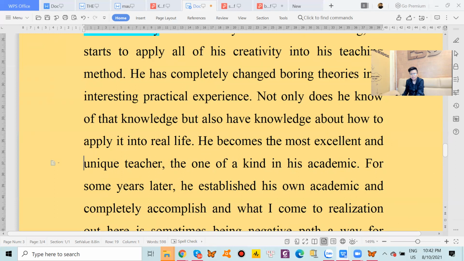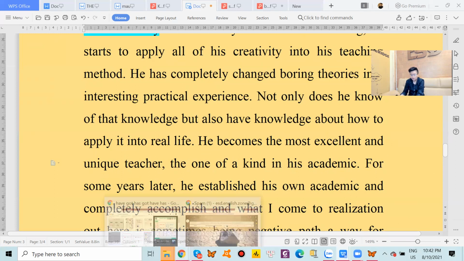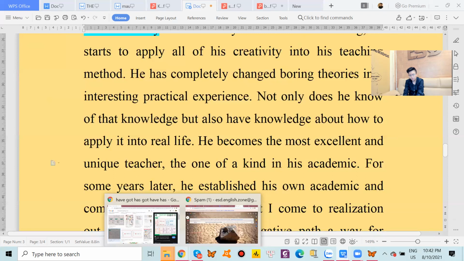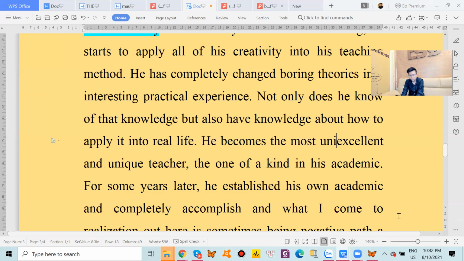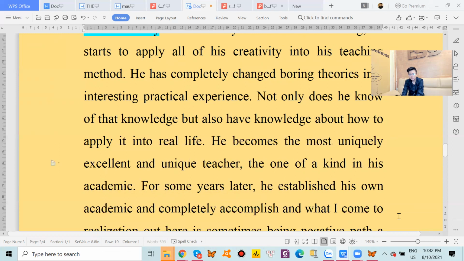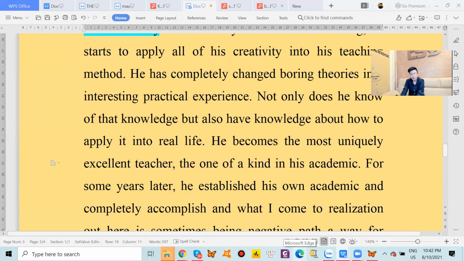Okay, I understand right here. He becomes the most excellent, and okay, again, in order to separate these two, you have to say that he becomes uniquely the most excellent student, or he becomes the most uniquely excellent student. Because right here, we want to say how excellent he is. He is one of a kind, and nobody can copy his way or get his creative way to become a teacher just like him. He becomes the most uniquely excellent teacher.